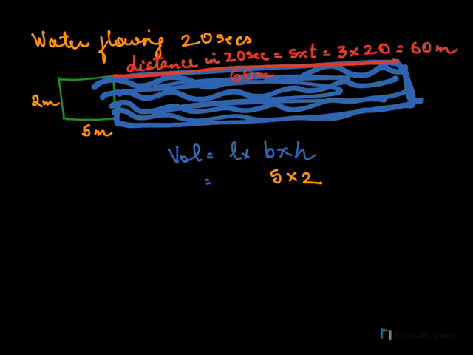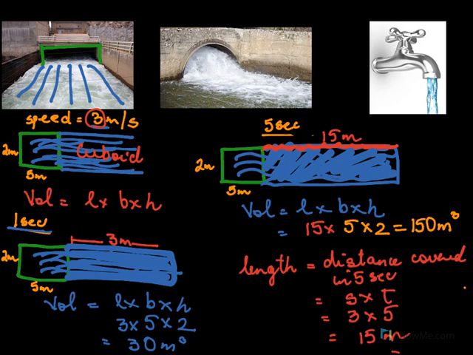So this is 60 meters. So I put 60 here. So it will be now 600 meter cube is the volume of water flowing in 20 seconds. Now let's get on to if the water is coming out from a cylinder like this, a cylindrical shape like this, or from a tap.